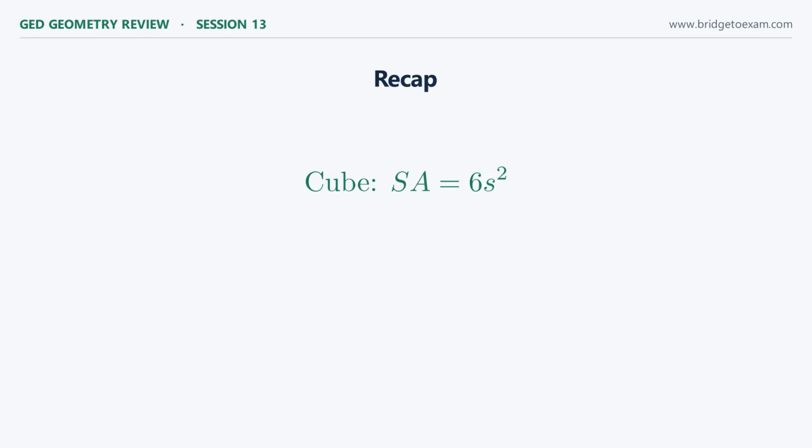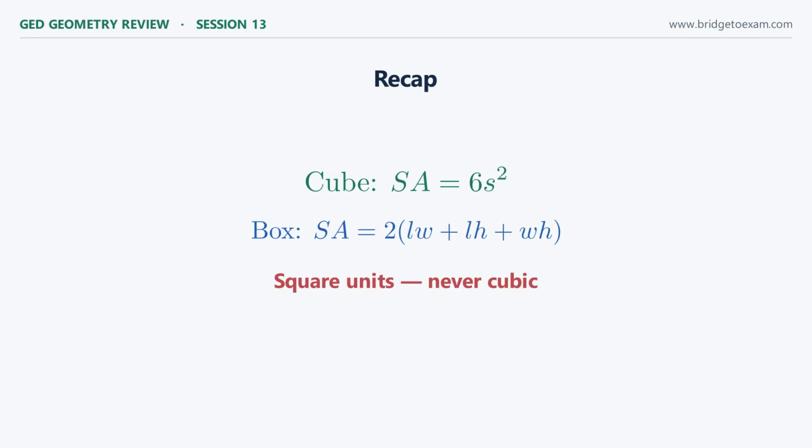To recap, surface area is the total of all the faces. A cube is 6 times s squared, and a box is 2 times L times W plus L times H plus W times H. Keep it in square units, never cubic.